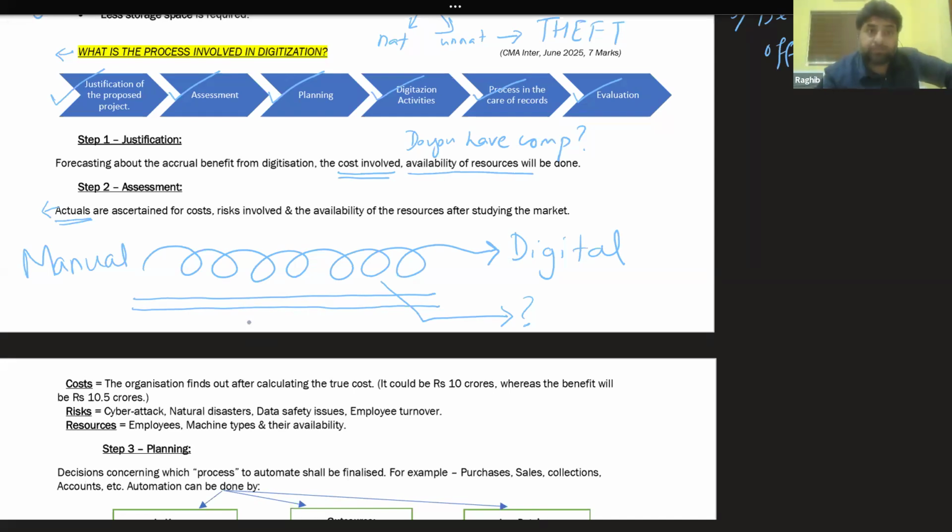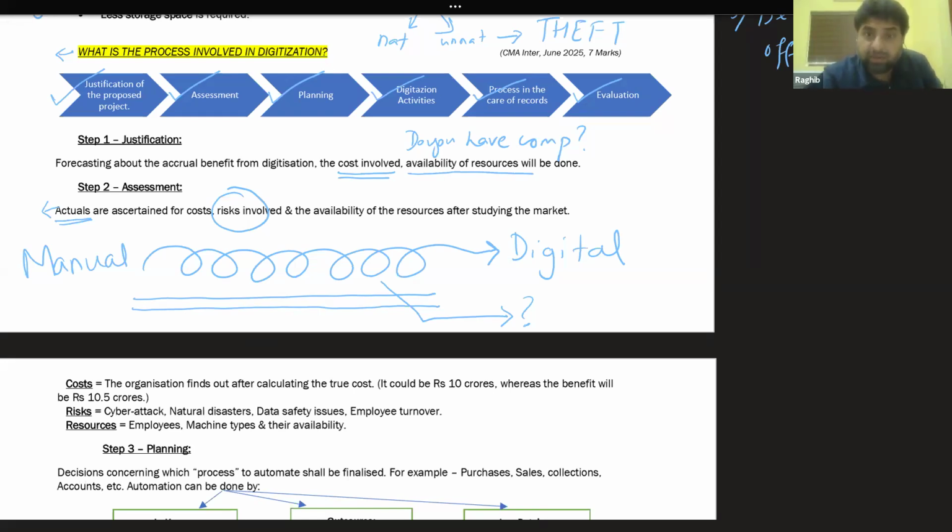And what will be the risk? This is also there. What is the risk involved? Do those computers have antivirus programs installed? How many people are going to log in to the same computer? If we have kept the digitized records in that computer, is there any possibility of stealing of the information? This is involved, and the availability of resources after studying the market. After studying the market, we have to understand, if you want to get any computers for that purpose, is it available or not?